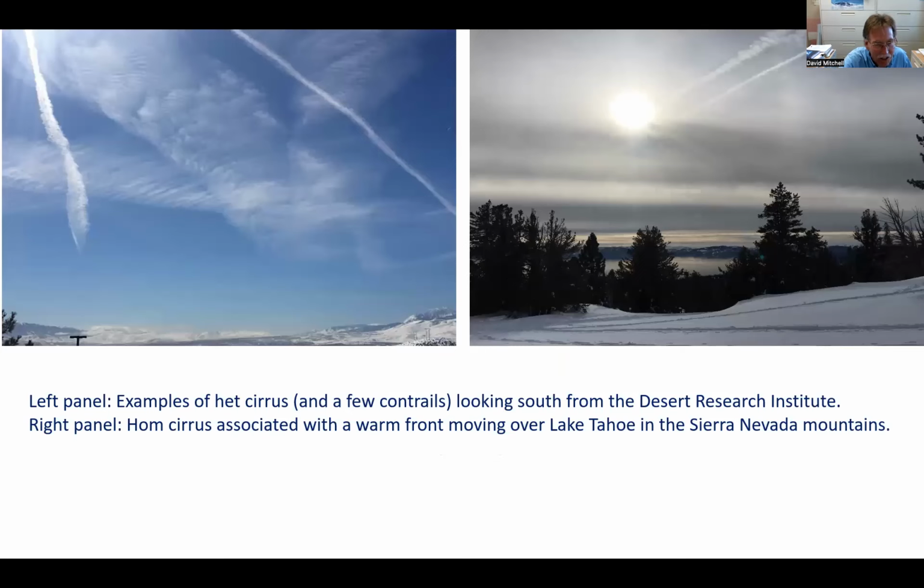And finally, this is just what these clouds look like. On the left side, we see the typical heterogeneously nucleated cirrus clouds. On the right side, this is associated with a warm front moving over Lake Tahoe in the central Sierra Nevada mountains. You can see the sun, you can see contrails going through there. So it's not as thick as it might appear, but it probably has an optical thickness of 0.5 or something. When the sun disappears, there's an optical thickness of 1.